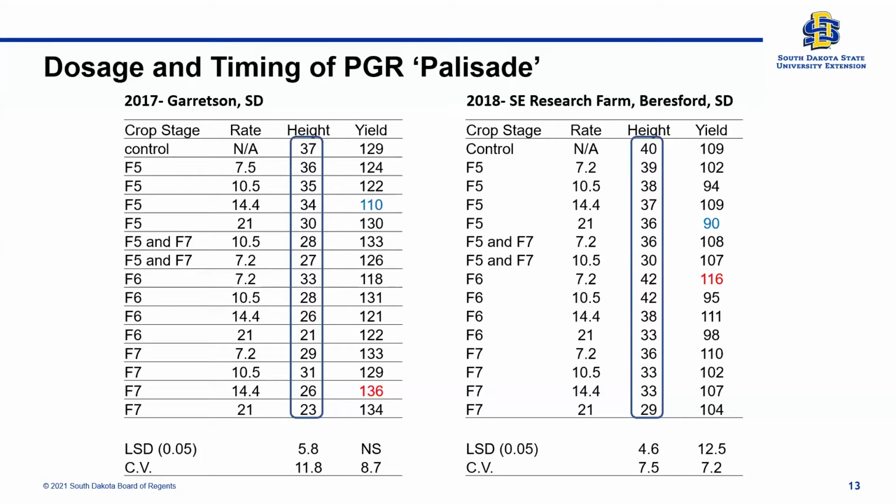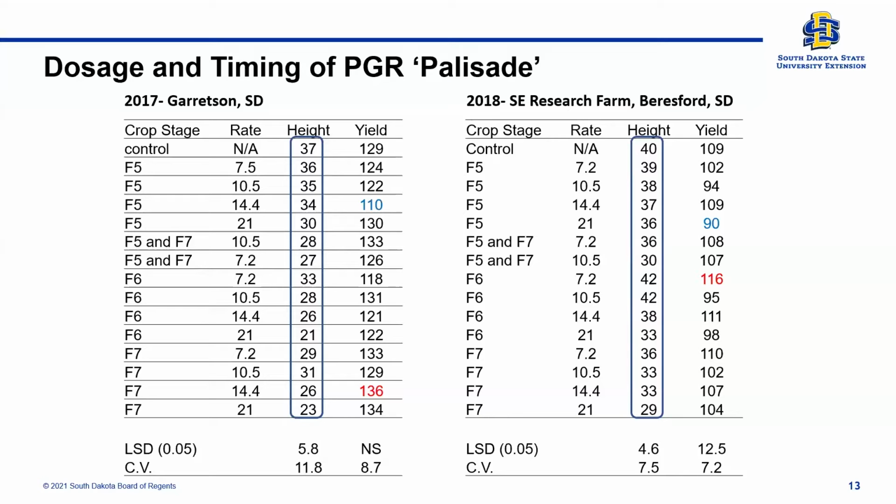F stands for Feekes growth stage, and 5, 6, 7 is the growth stage. You have the control as the tallest crop height, of course, and then you go from 37 inches all the way down to 23 inches in 2017 in Garretson. In 2018, the height range was anywhere from 29 inches to 40 inches in Beresford. And both years we used the Hayden variety.